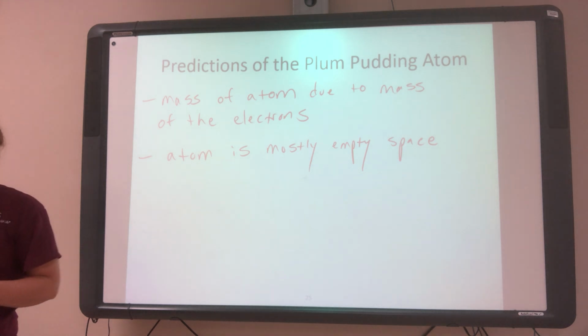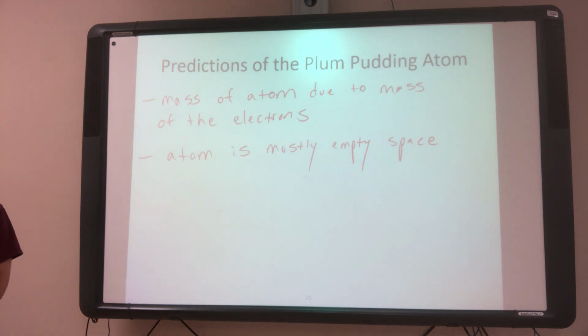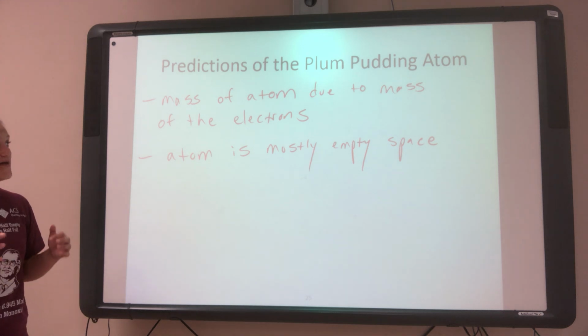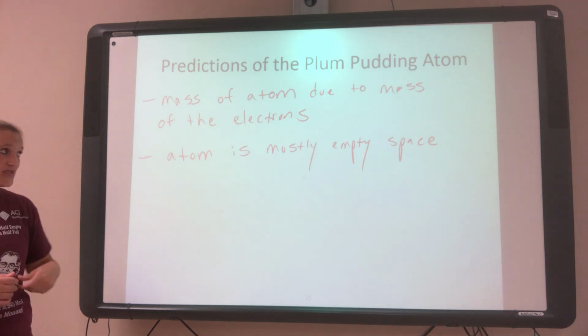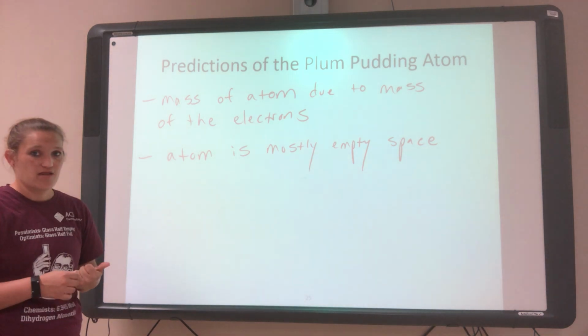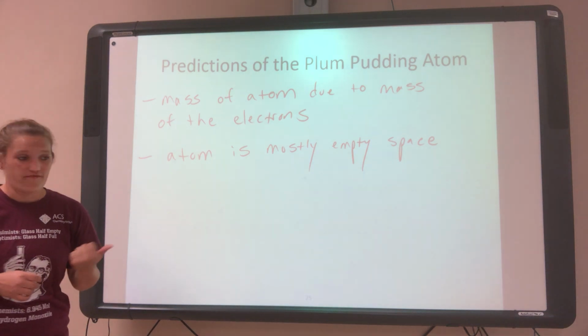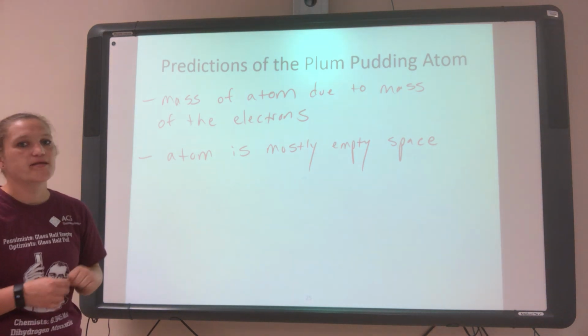All right, so that's JJ's plum pudding model. And now somebody else is going to come up behind him and try to test to see if his model is right. And that is going to be Rutherford. We're going to learn about Rutherford in the next lecture.